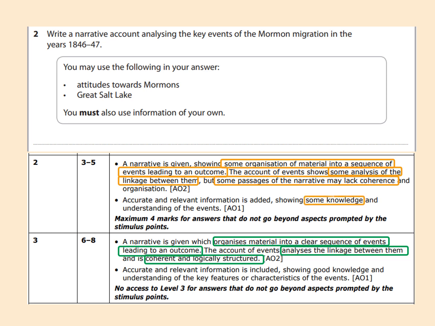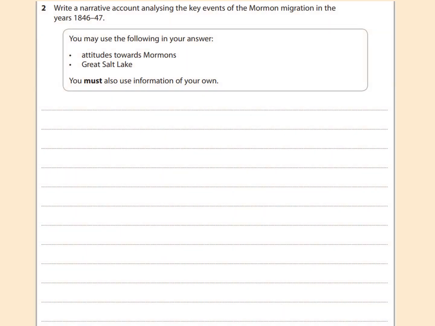When it comes to the knowledge, you'll be showing some knowledge and understanding of the events for level 2, but for level 3 you'll be showing good knowledge and understanding of the events. Let's get to an example question and an example answer. As you'll be used to by now, there's plenty of space on the pages to write out your paragraphs. Let's have a look at my first section.